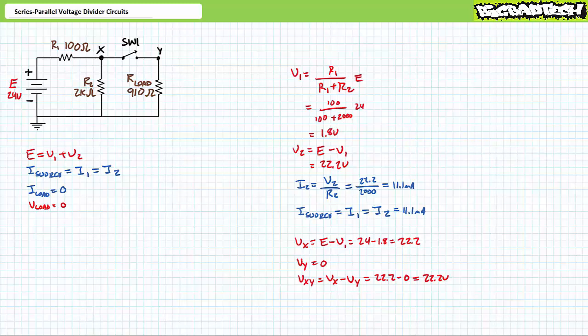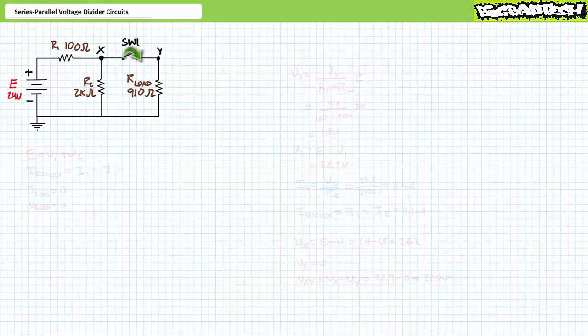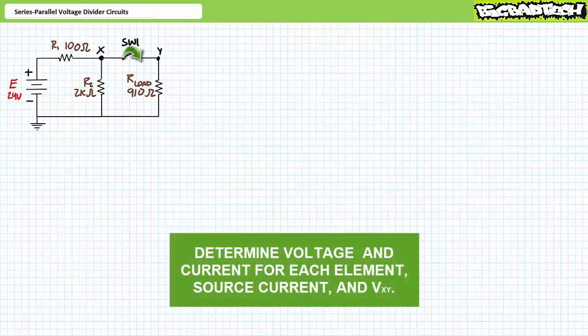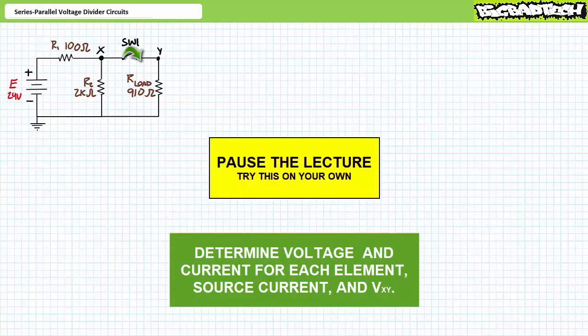All of this changes when switch 1 is closed. Part 2, switch closed. As an exercise to the viewer, I invite you to solve for the voltage across and the current through each element in this system and the voltage across the switch while in the closed state. By all means, pause the lecture and try this on your own. If you're tracking, you should have obtained the following values.